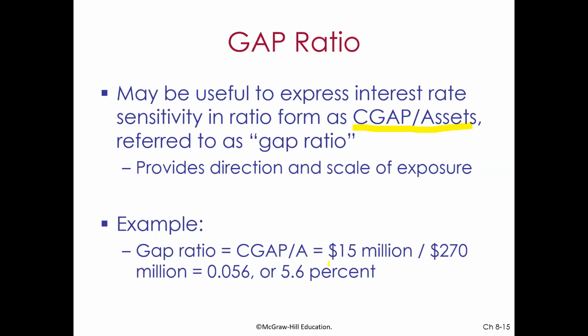For example, say that one financial institution has a cumulative gap of 15 million and its total assets are 270 million. So it has a gap ratio of 5.6%. Once again, that gives an idea about the interest rate risk exposure of a financial institution. Another institution with a 10% gap ratio will obviously indicate a greater exposure to interest rate risk. On the other hand, another financial institution with a gap ratio of only 3% will indicate a lower degree of interest rate risk exposure.